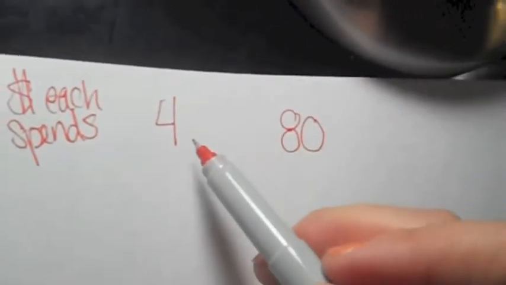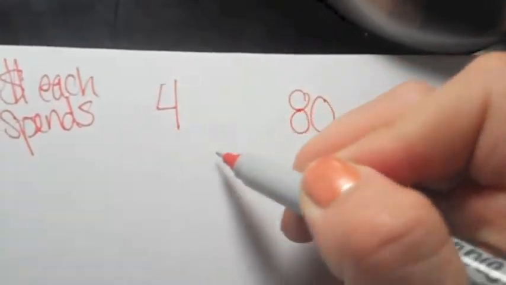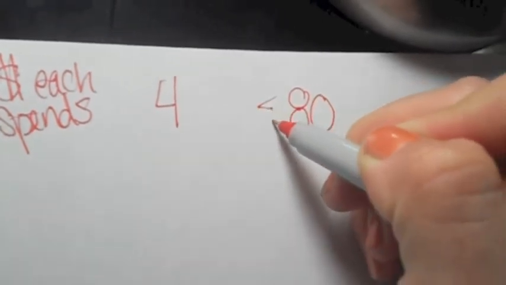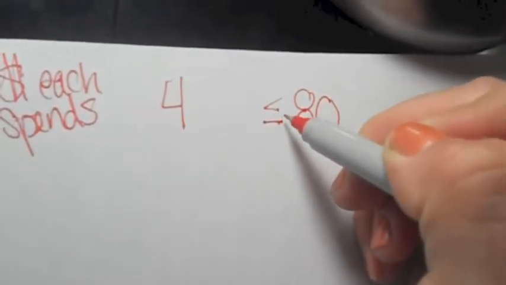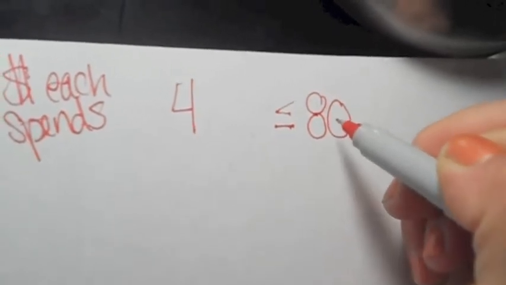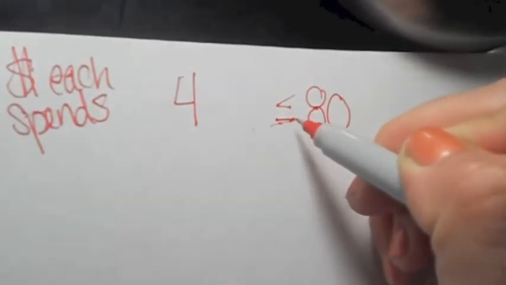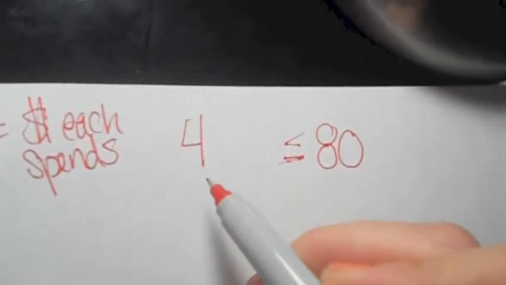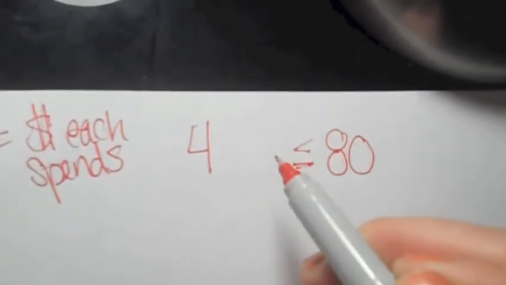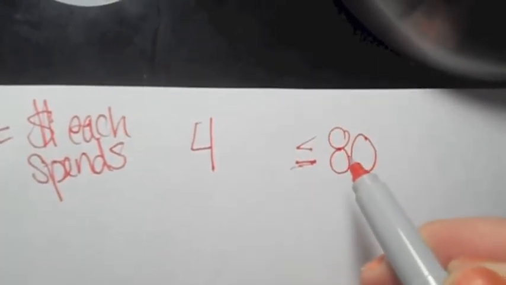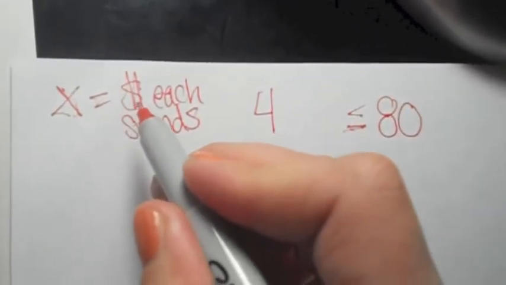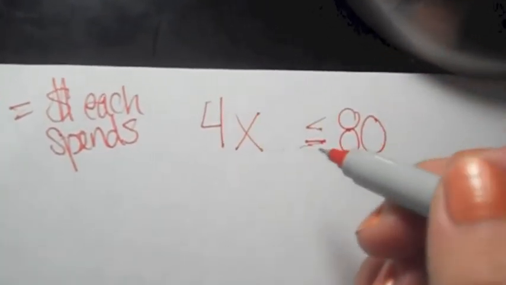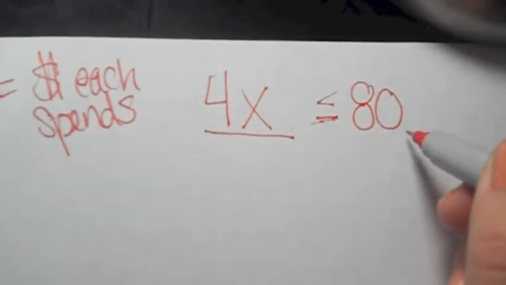Okay, so however much we spend needs to be less than our budget. That's what a budget's for, to make sure that you don't spend over your budget. Can we spend exactly the budget? Sure. So we put a less than or equal to sign. Now, the number of people times how much we spend each must be less than or equal to 80. So the money each spends, that's X. We don't know how much we're going to spend yet. That's why we're doing the inequality.